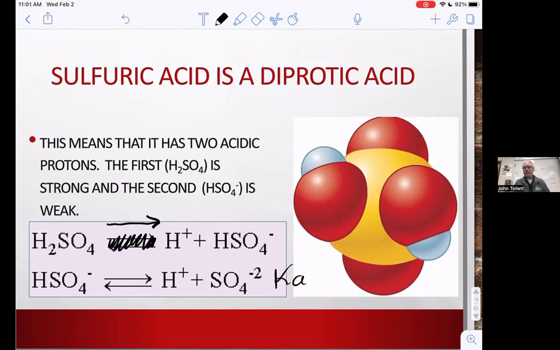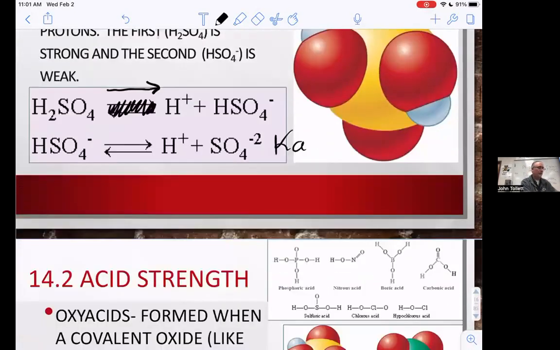The top one, it's really not appropriate to say it has a Ka value because that value is so much greater than one that it's just too large to even comprehend. So we just say that it's 100% product.